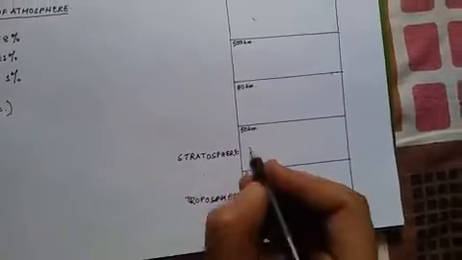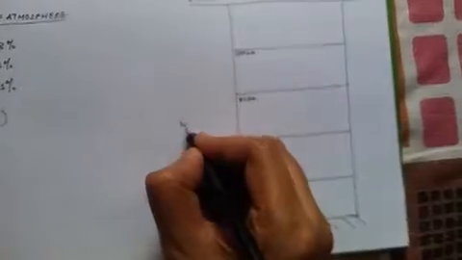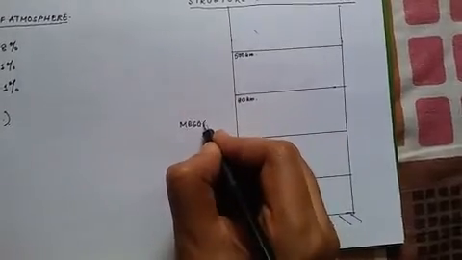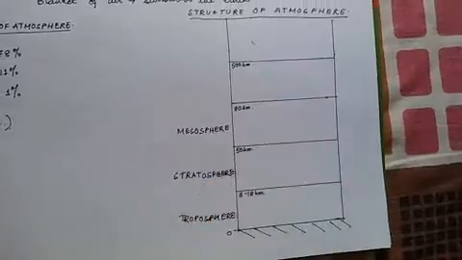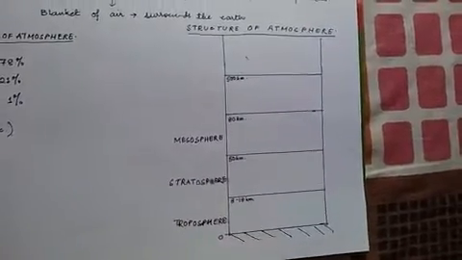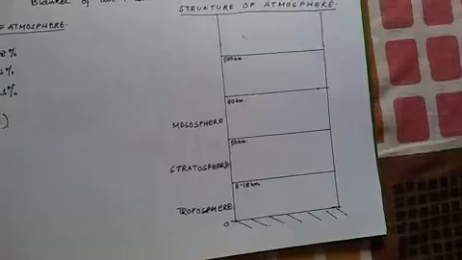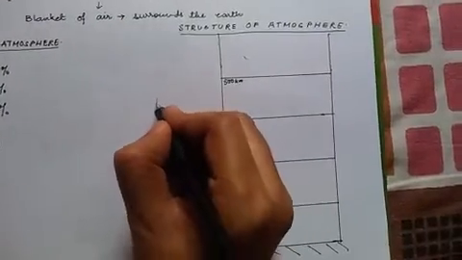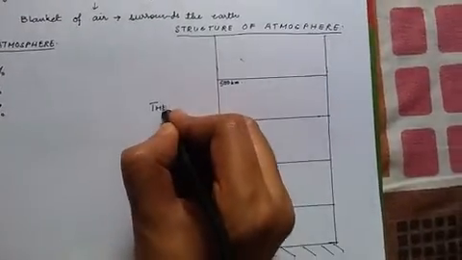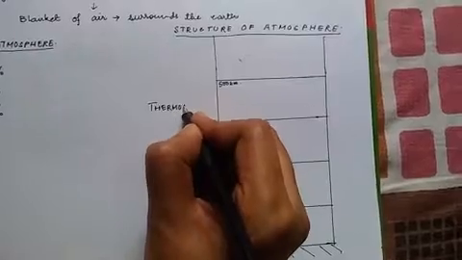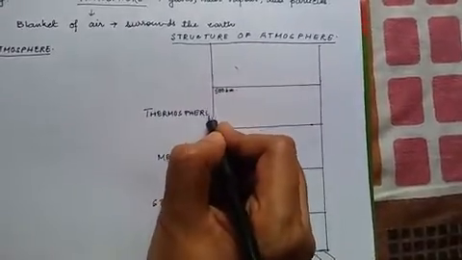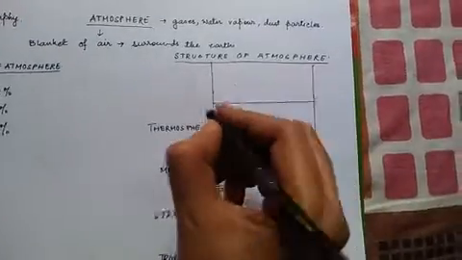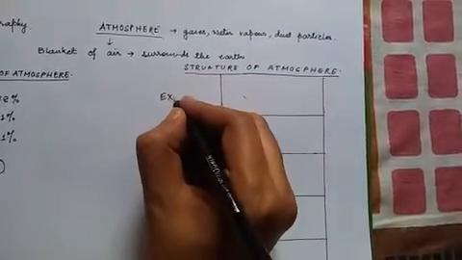Next one is mesosphere. The third layer of the atmosphere is mesosphere. Then we have thermosphere. And last one is exosphere.